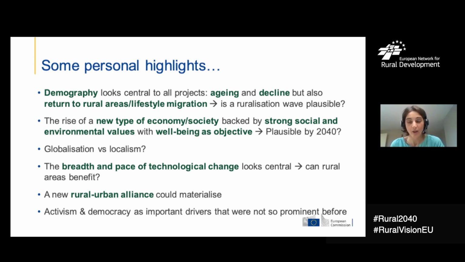Volante told us that this may affect the future of rural areas quite a lot. As will the breadth and pace of technological change, that's quite central, the progress in the governance, in particular the governance of rural-urban relations, and this activism and support for the collaborative economy, cooperative economy, that were not in the drivers listed in the past project or not so prominently.